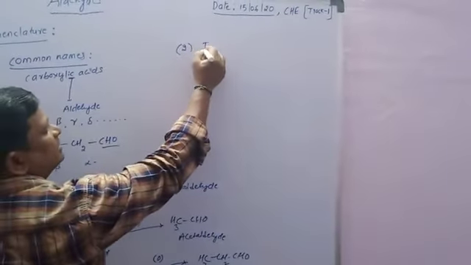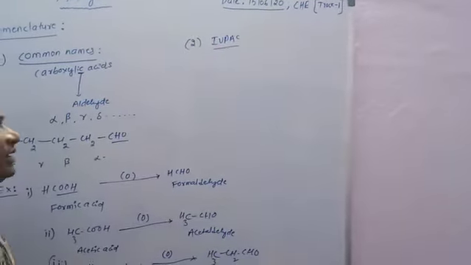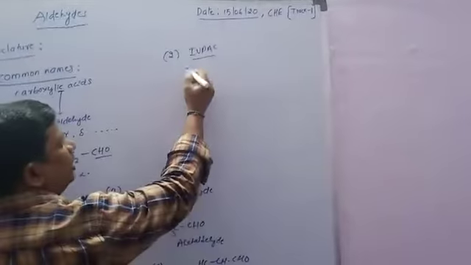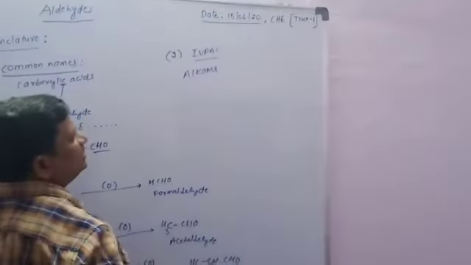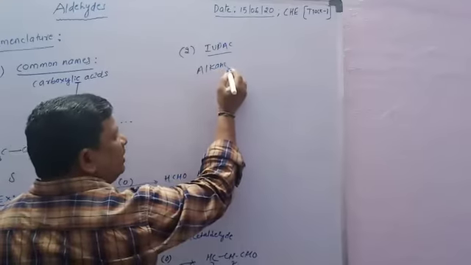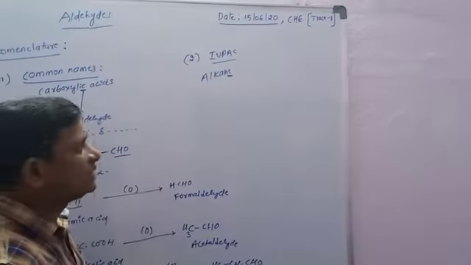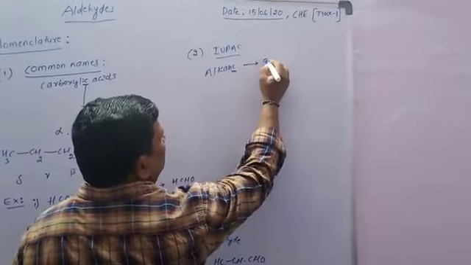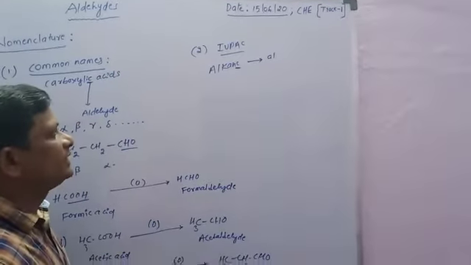IUPAC names. According to IUPAC nomenclature, aldehydes as well as ketones are derived from the alkanes, the saturated hydrocarbons. In the alkane, the last letter E is substituted with al. So the aldehyde is denoted with the suffix -al.